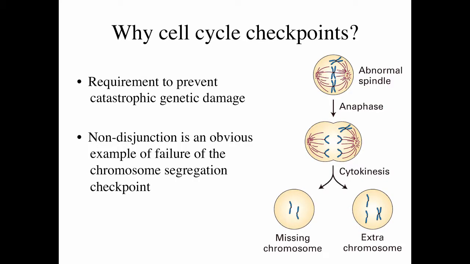So again, you can ask the simple question, why do you have to have cell cycle checkpoints? That would be an absolute requirement to prevent catastrophic genetic damage, and this simple-minded cartoon shows what happens if there's a failure of the chromosome segregation checkpoint. You would get non-disjunction. Somehow the chromosome segregation checkpoint fails. Not all the chromosomes are attached to the spindle, so when the cell divides, one cell is going to miss a chromosome, whereas another cell is going to get an extra chromosome. You can imagine that could lead to very catastrophic genetic consequences to the daughter cells.